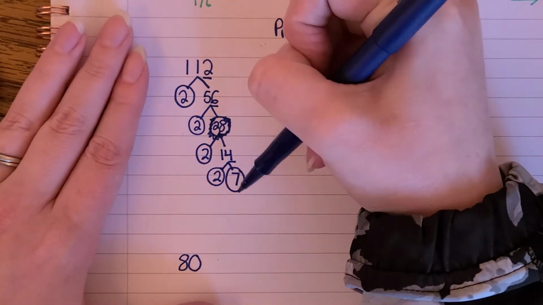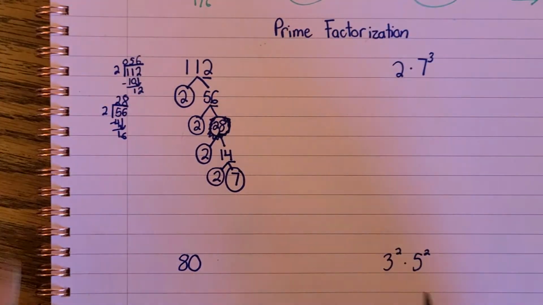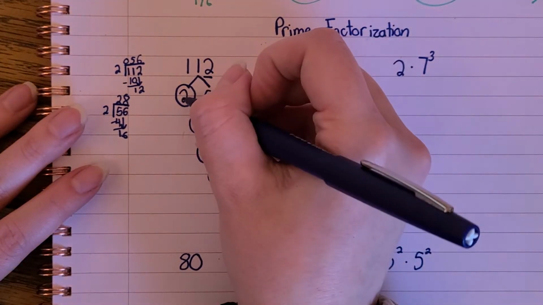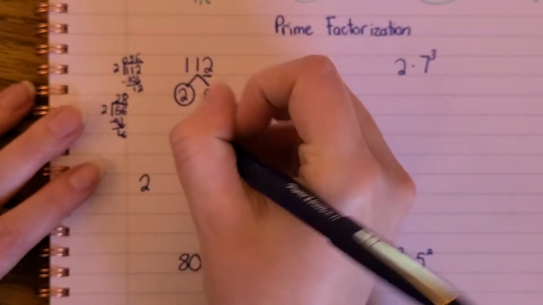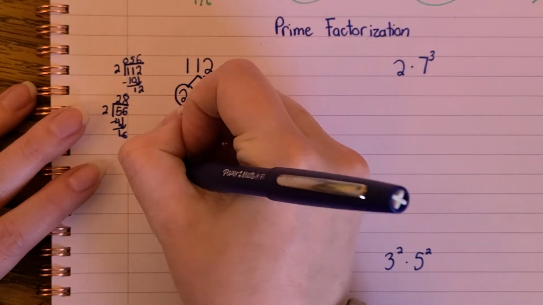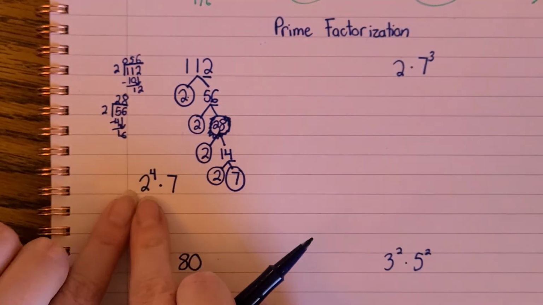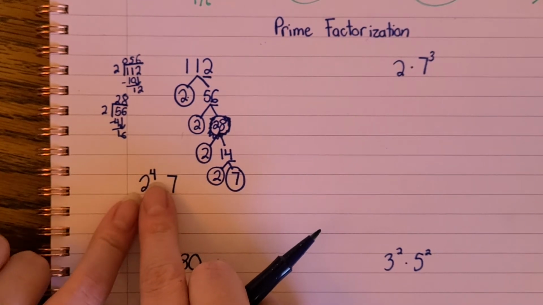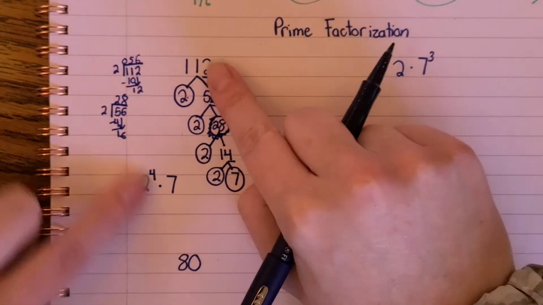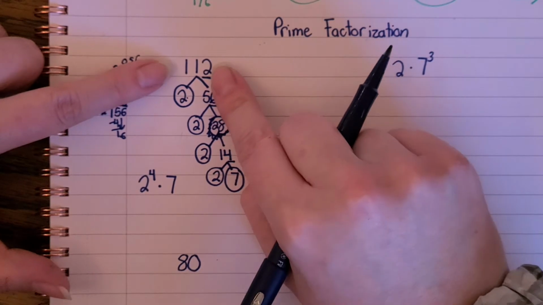All right, all of my branches are done. I have circles on all the ends, so now I can go combine it. So I know we're multiplying 2, 1, 2, 3, 4 of them, times 7. Okay, and if I worked this out, 2 to the 4th power times 7, I would get 112.